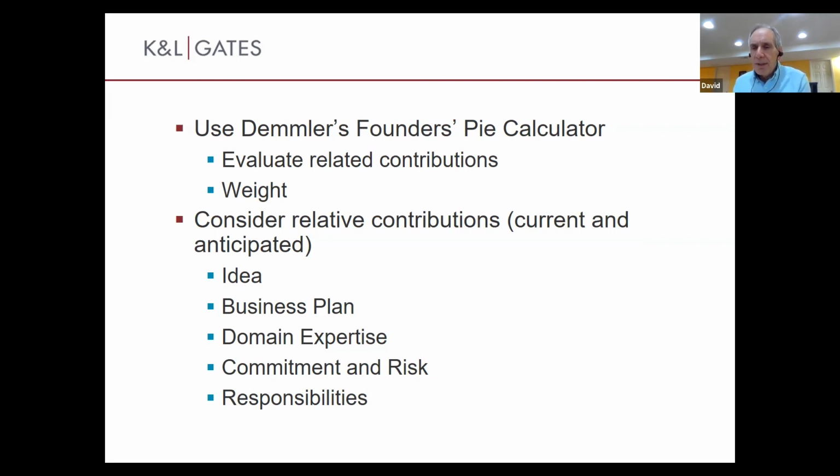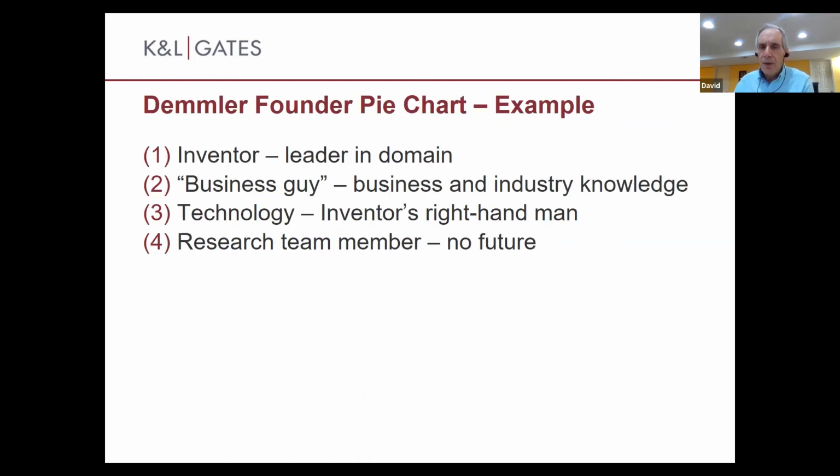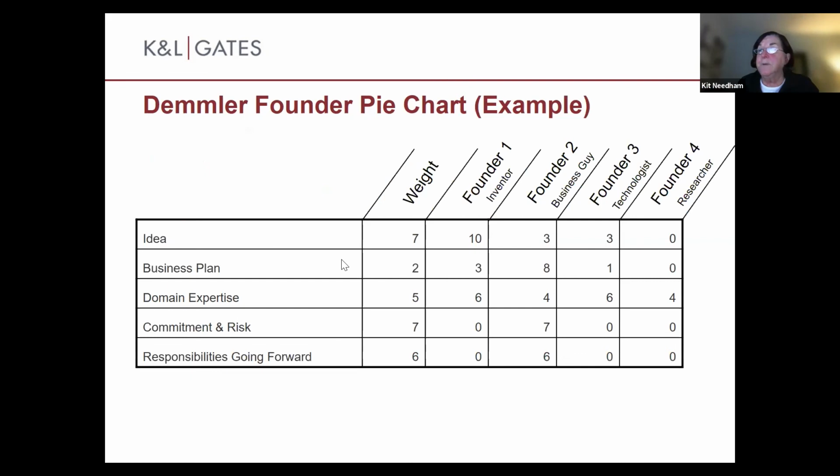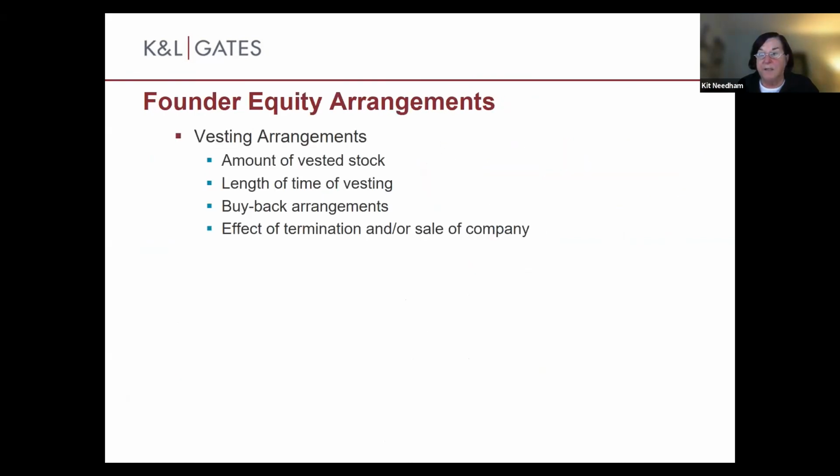I don't want to spend a lot of time on Denver's pie chart. We'll do that next week. But the idea is that people give different things: ideas, business plan, domain expertise, commitment, responsibility, etc. And you can weight it, and then you can come up with a percentage. Kit, I'm thinking we'll do that in more detail next week before we do the groups. We have it on our website, and I'm just going to provide a link for anybody to get in there a little early. Yep. So that goes to the allocation.